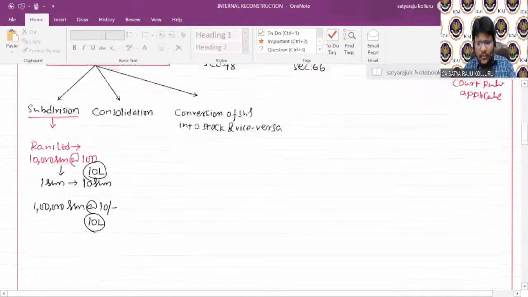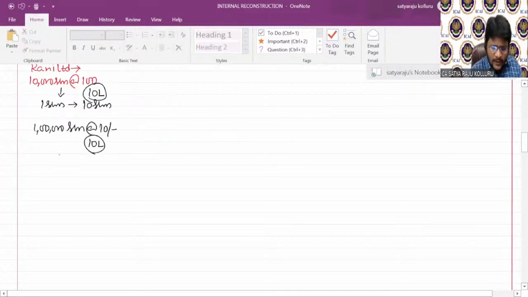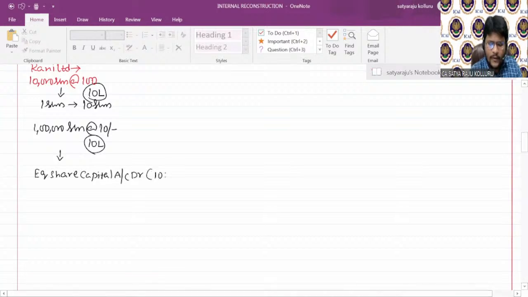Then, coming to the accounting perspective, what is the journal entry, sir? It's very easy. The old face value you need to cancel. I mean, the equity share capital account. So the old face value is 100, right? You debit the old face value, which is 100. The total capital is 10 lakhs only. There is no change to the equity share capital.